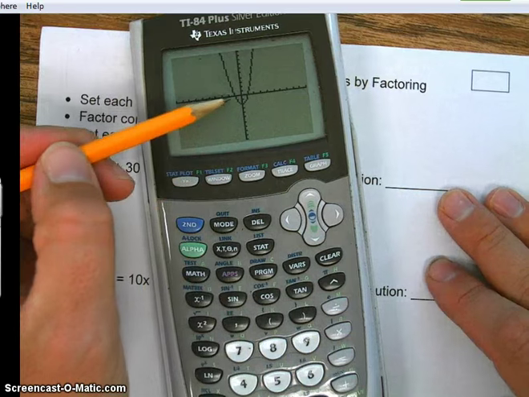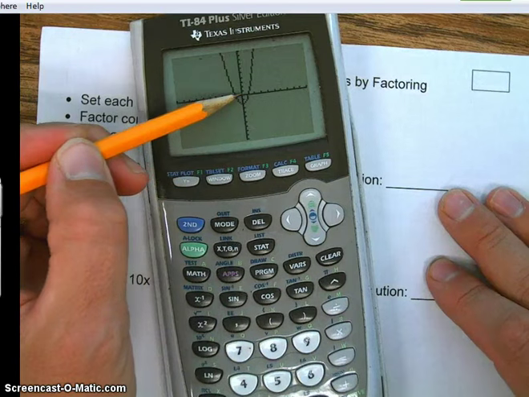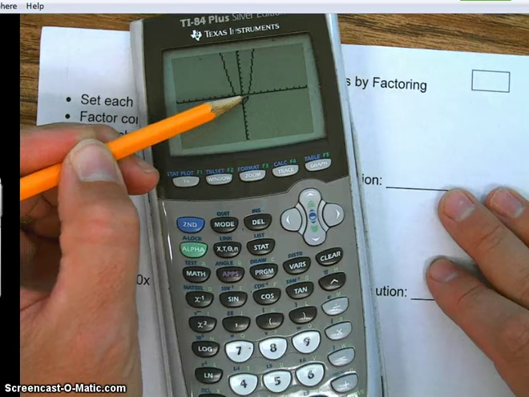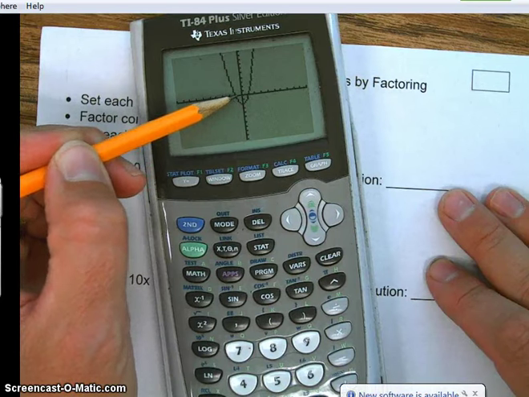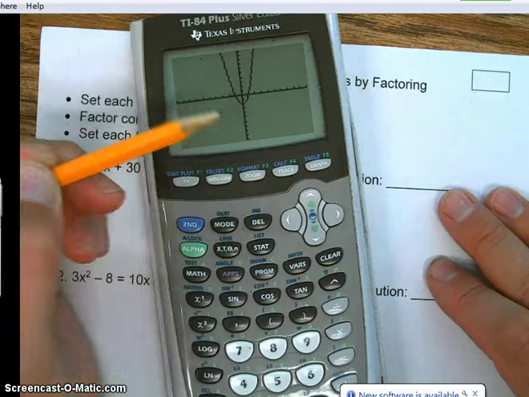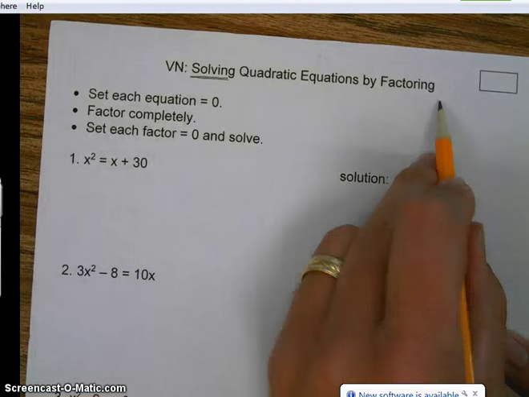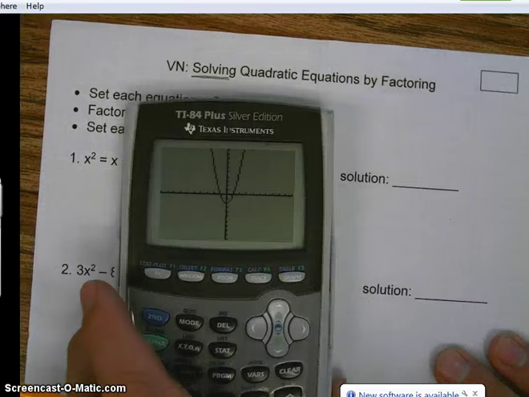So that's what we're trying to find. We're trying to find where the parabola crosses the x-axis. Those are called the solutions. Those are called the roots, x-intercepts, or zeros. So we're going to solve by factoring. We're not going to use our calculator.